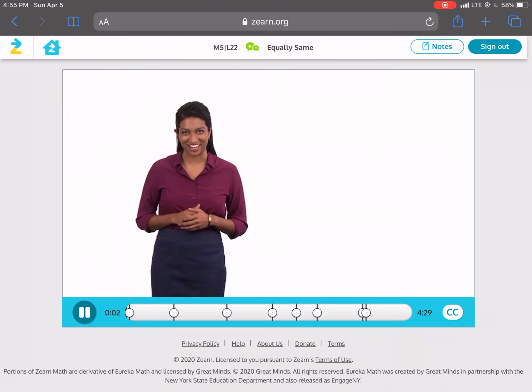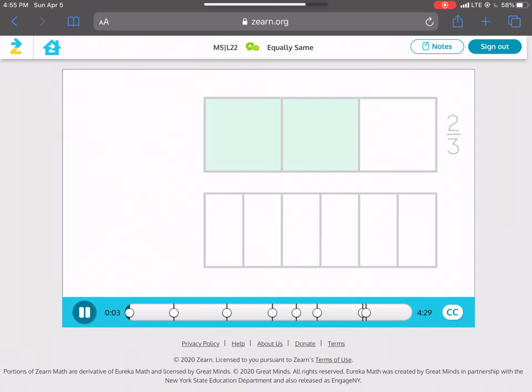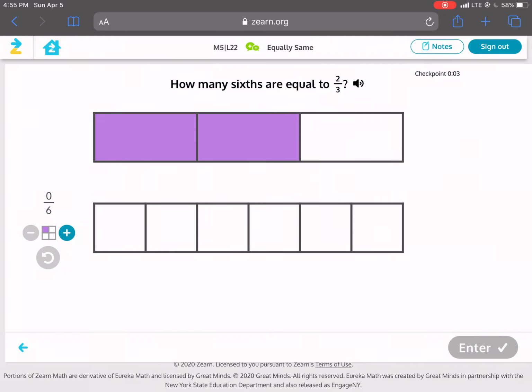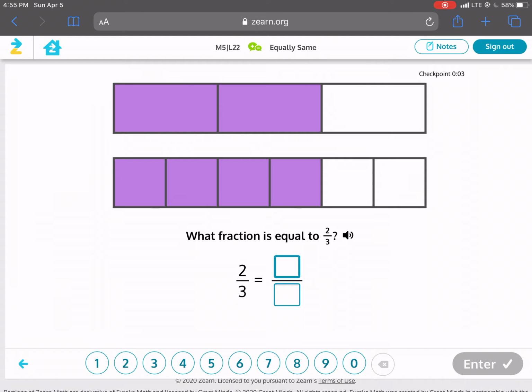Let's jump right in, Fractionator. How many sixths are equal to 2/3? This is very similar to what we did yesterday, trying to find equivalent fractions using a visual model as well as a number line. So I'm just going to color in my fractions until it looks about equal. There we go. 2/3 is equal to 4/6.